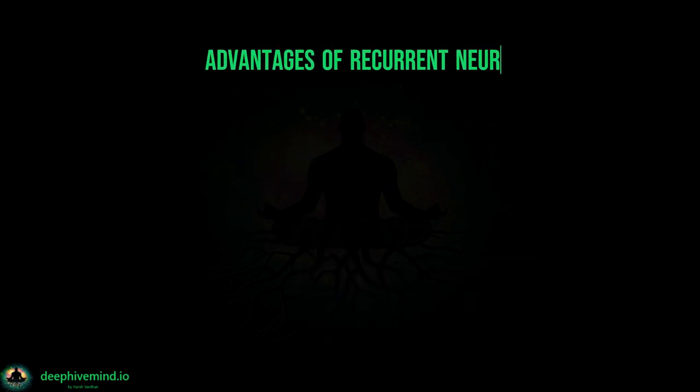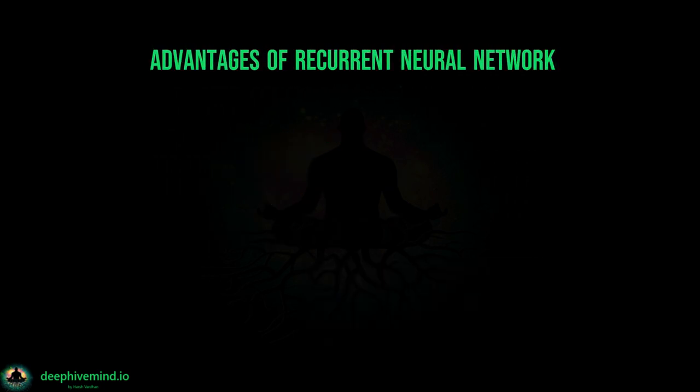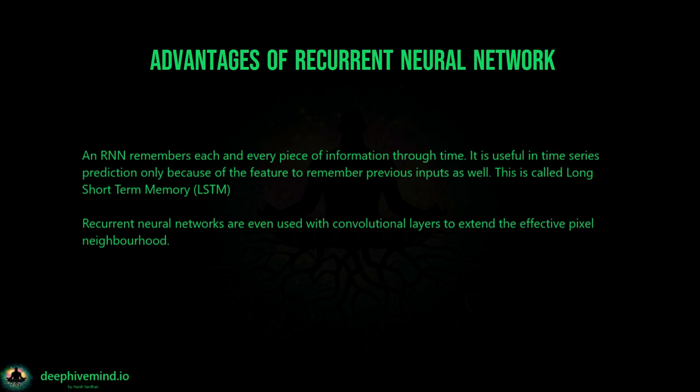Advantages of recurrent neural network. An RNN remembers each and every piece of information through time. It is useful in time series prediction because of the feature to remember previous inputs as well. This is called long short-term memory, LSTM. Recurrent neural networks are even used with convolutional layers to extend the effective pixel neighborhood.